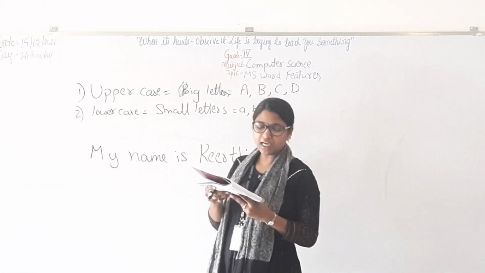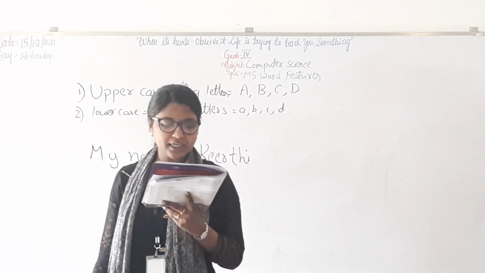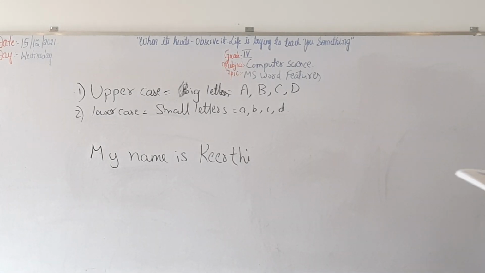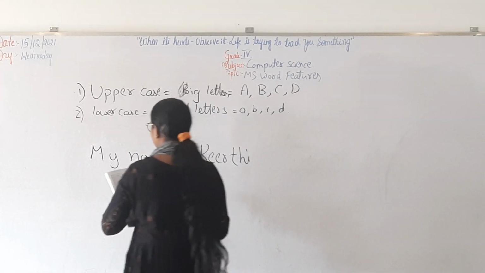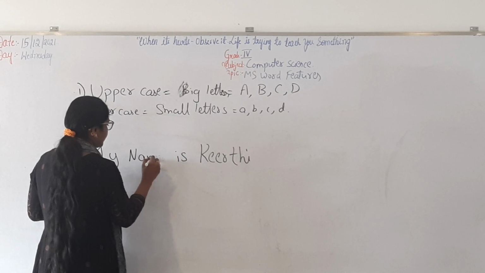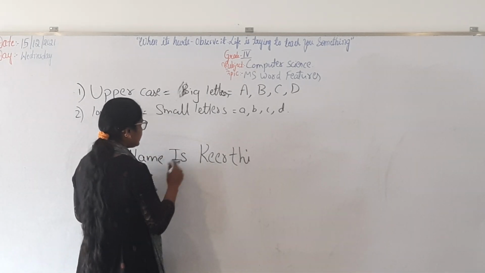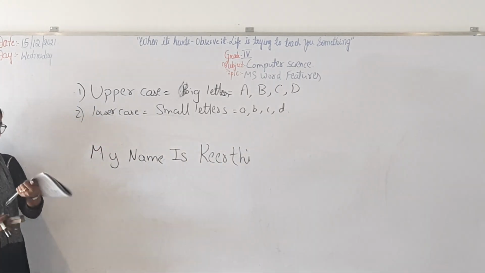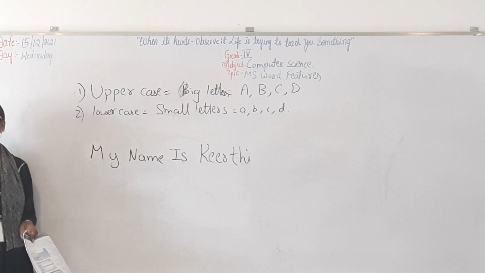Then capitalize each word. The first letter of each word in the selected text is capitalized, as is normally done while typing the title of a chapter or document. So what is capitalize each word? For example, it will change like this. The first letter of each word will be in capital letter. So this is done by capitalize each word. Capital means capital letters.